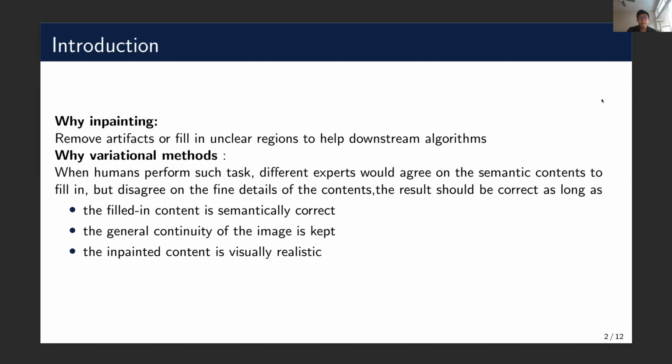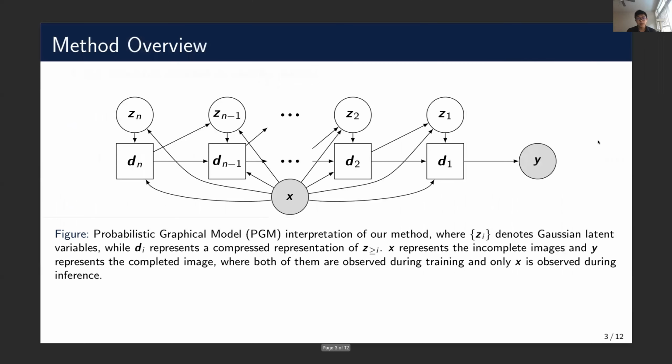The semantic information would be the same among experts, but the details and the noise and the boundaries would be different. Here is an overview of our proposed model, where these are the latent variables and these are the compressed representation of the latent variable. X is the masked image and Y is the original image, where both X and Y are seen during training, but only X is seen in inference.